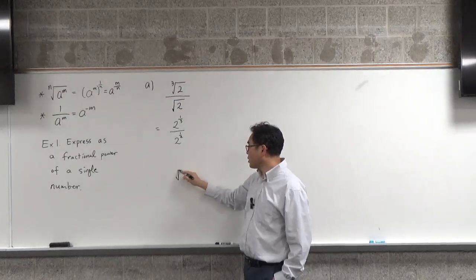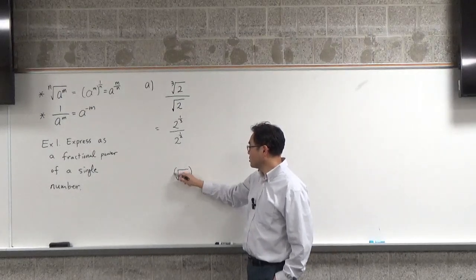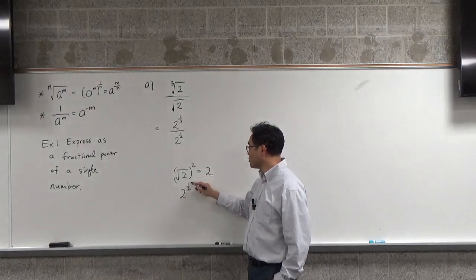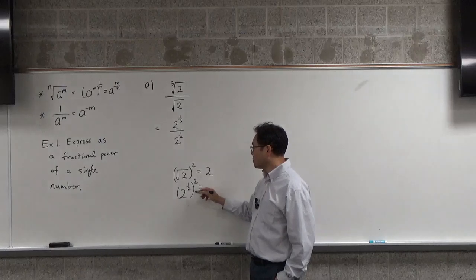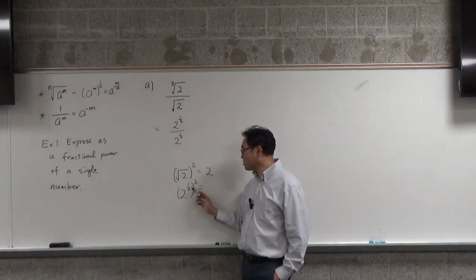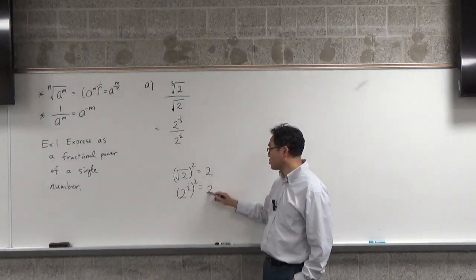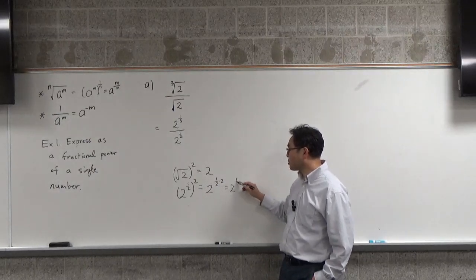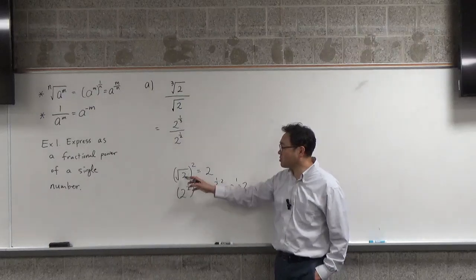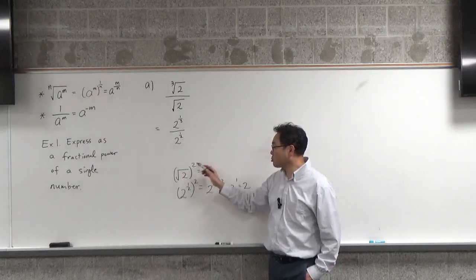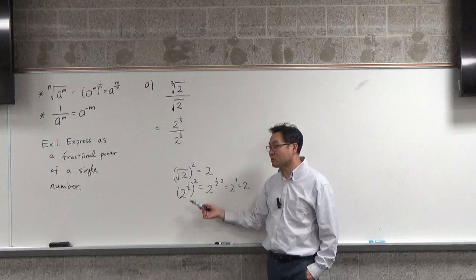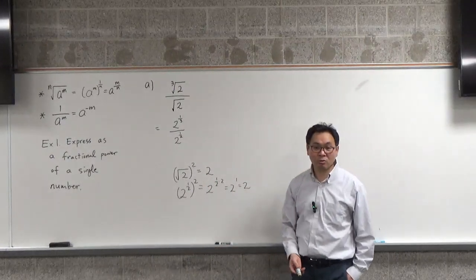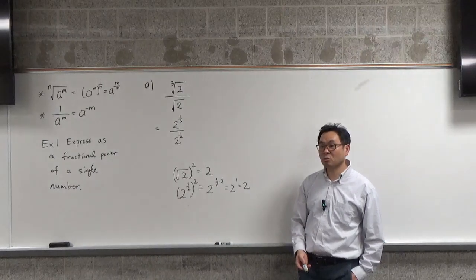See, square root of 2 squared is 2, and 2 to the 1/2 squared is also 2. Well, we know that the rule is that we multiply these two numbers, right? So it's 2 to the 1/2 times 2 to the 1/2, which is 2 to the first power, that's equal to 2. So they both have the property that if you square, you get 2. So these two are the same thing. Square root of 2 is the same as 2 to the 1/2 power.